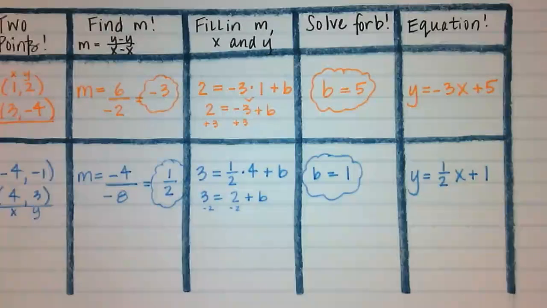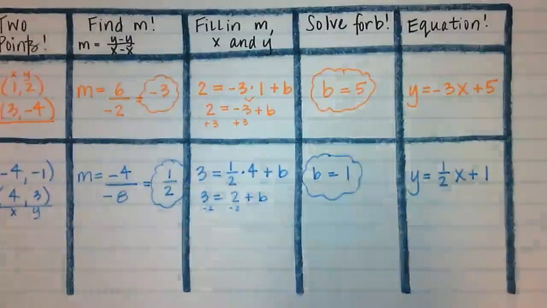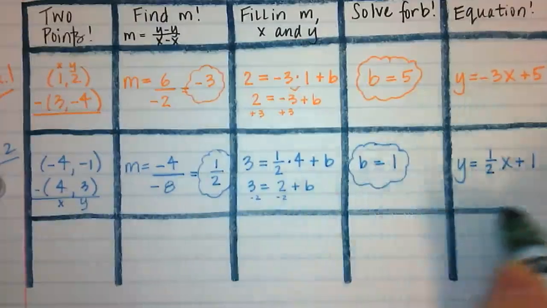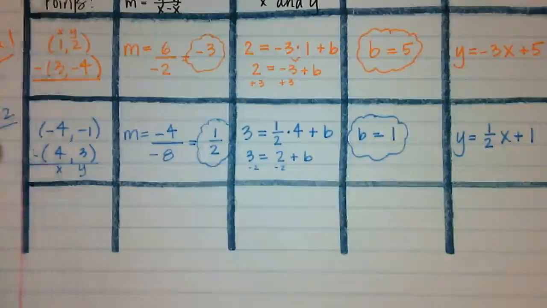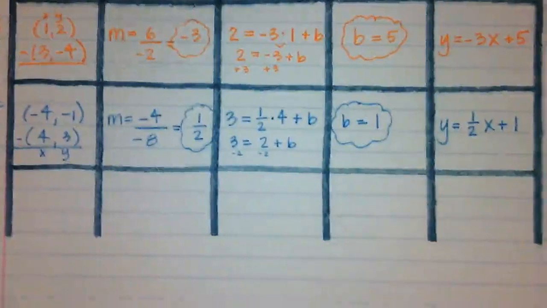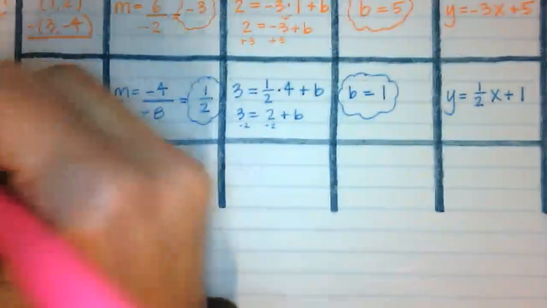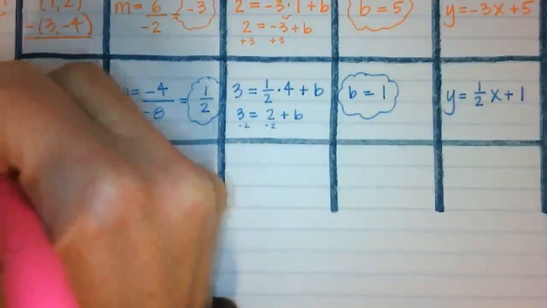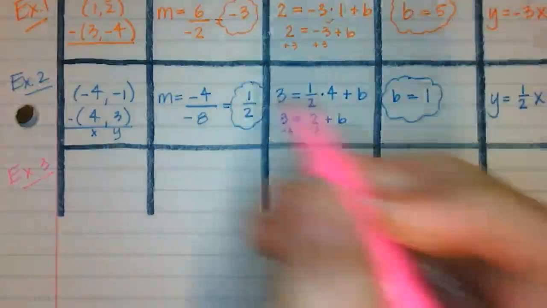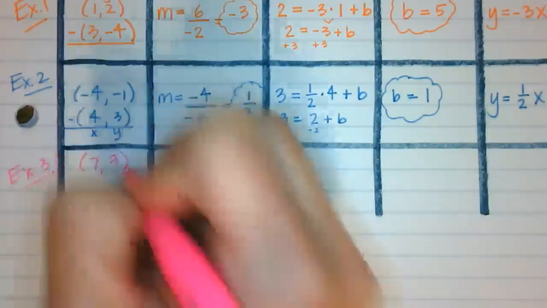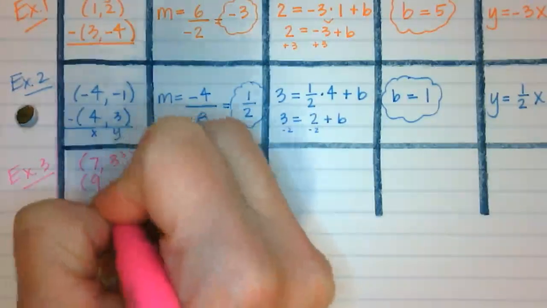Good job. So again, if you need to pause or stop, then please do. I'm going to draw another line. Let's see if we can get another example in here. Let's say that for example 3, I'm going to give you the points (7, 3) and (9, 3).